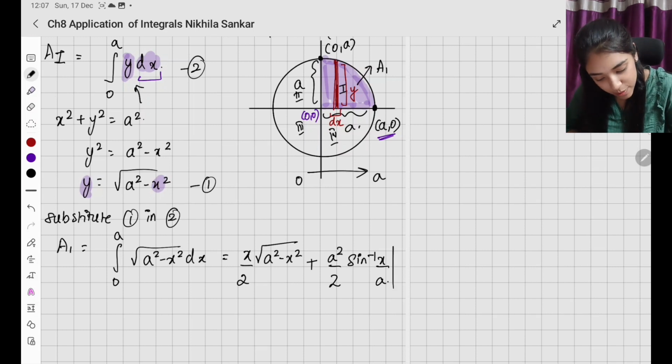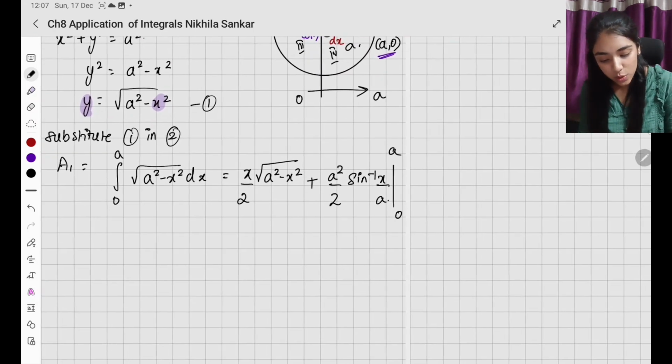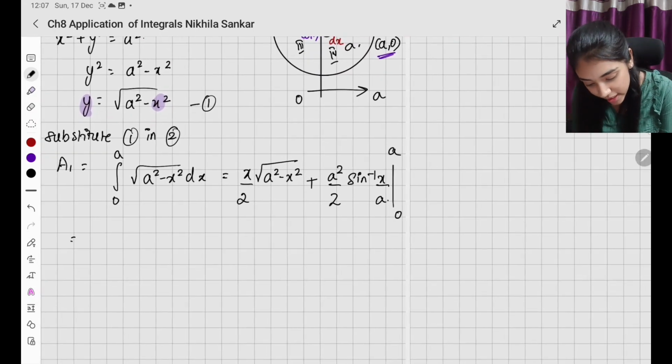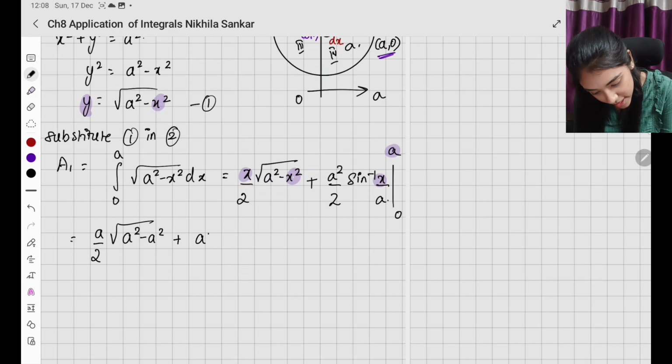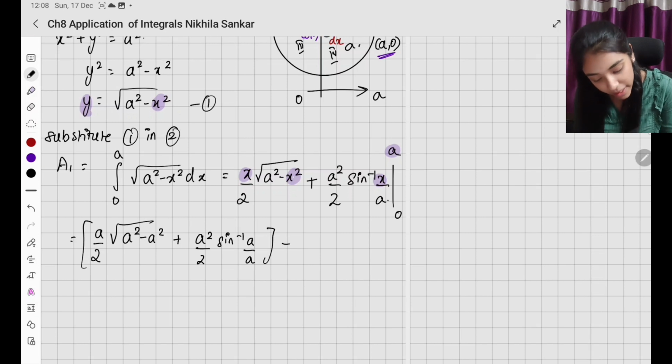இப்போ limits என்ன substitute பண்ண போறேன்? I'm going to substitute from 0 to a. So it is going to be upper limit minus lower limit. இதெல்லாம் ஞாபகம் இருக்குல்ல? So when I take the upper limit first, so இந்த இடத்துல a value substitute பண்ண போறேன். Wherever I have x, I'm going to substitute the value of a. So I'm going to have a divided by 2 square root of a square minus a square plus a square divided by 2 sin inverse of a divided by a. Upper limit போட்டாச்சு. Minus lower limit.